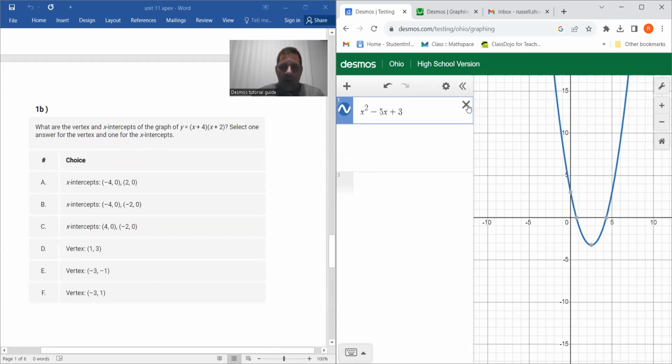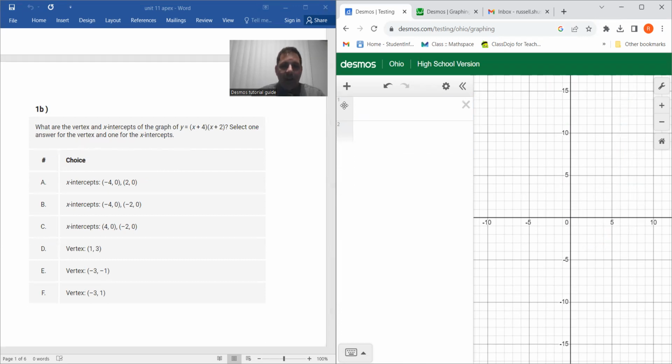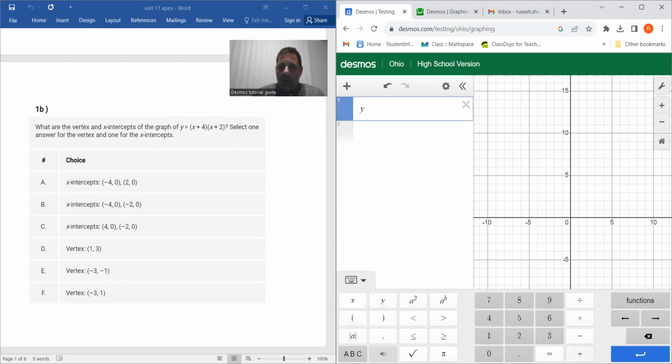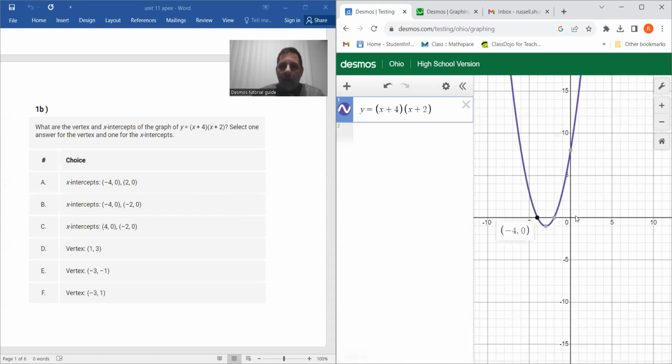This is a graphing question. It wants to know x-intercepts and vertex for this. All you got to do is put in exactly what you see. X plus 4 and x plus 2. X-intercepts are the 2 locations it crosses the x-axis, where y is 0. So that's going to be -4 and -2, choice B.